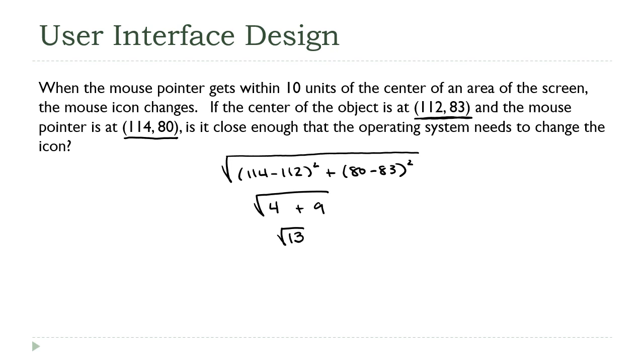I don't need to actually find the distance. I only need to know if the distance is less than 10 or greater than 10. Well, the square root of 13 is between the square root of 9 and the square root of 16. It's between 3 and 4. So I don't know exactly what it is numerically, but what I do know is that it's a whole lot less than 10. And that's all I need to know to answer my question. So the answer is, what was the question? Is it close enough? Yes. At that point, it is close enough that the operating system should make a change.